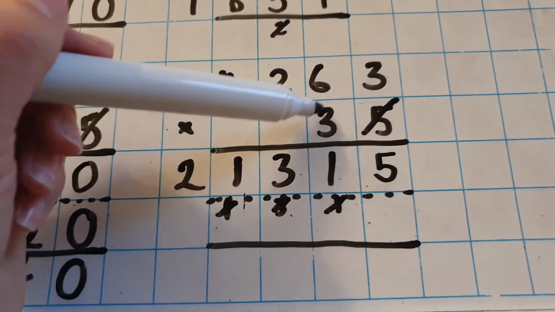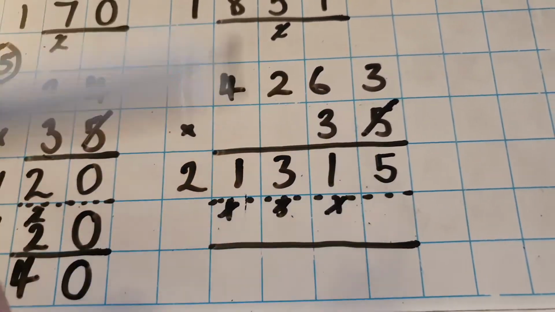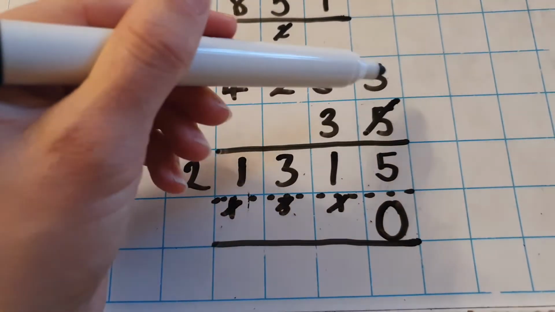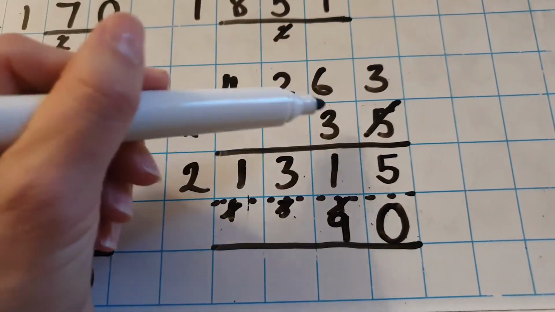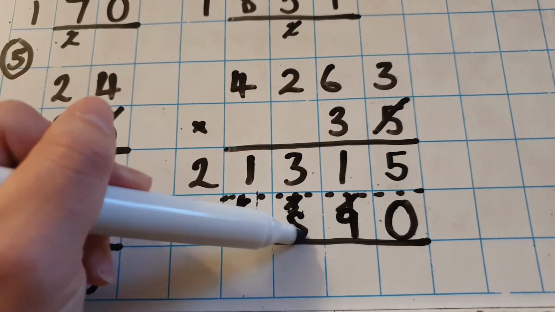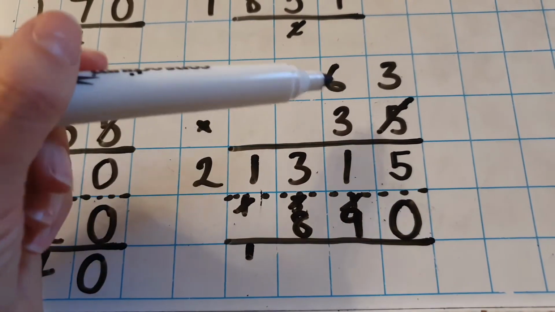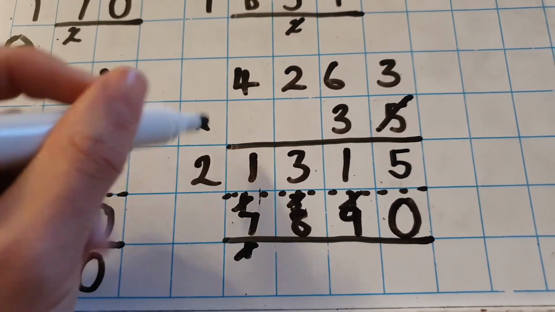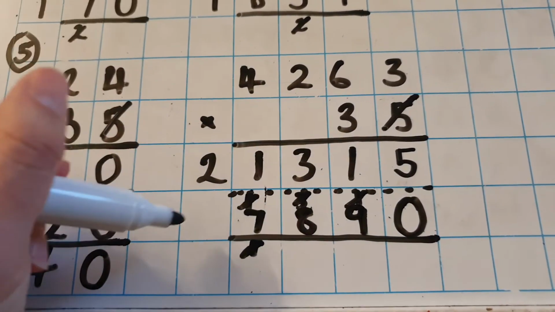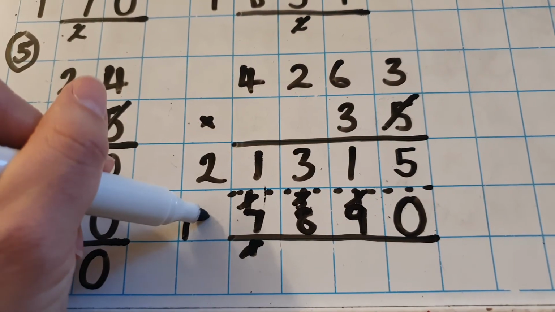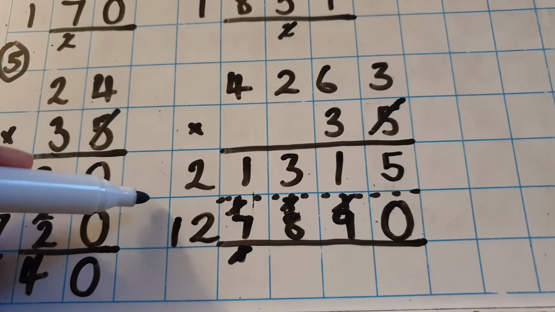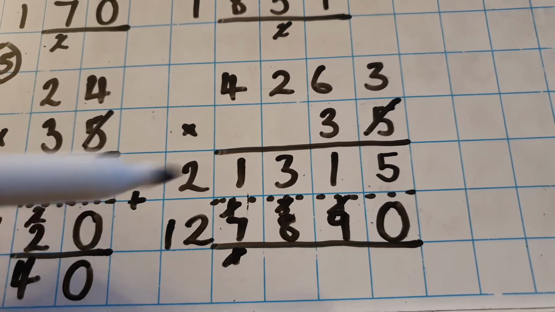Now it's a 3, but we know it's 3 tens, so we must remember our place value holder here. 3 times 3 is 9. 3 times 6 is 18. Writing it out as read. 3 times 2 is 6. Add the 1 is 7. 3 times 4 is 12. And again, we need to add this up.